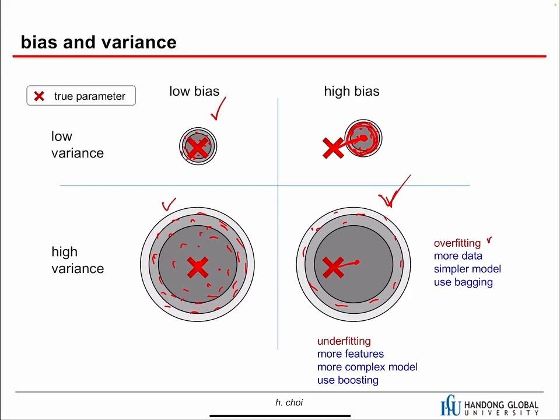Then we can use more data and we can make the model simpler, and we can use bagging. So in the ensemble model, we talked about bagging and boosting, right? So bagging could reduce the variance, and the boosting could reduce the bias. Okay. So when we have a high bias, then we have an underfitting problem, in many cases. And in this case, we can use more features and a more complex model, and we can use boosting. Okay. So this is the big picture of the bias and variance trade-off.